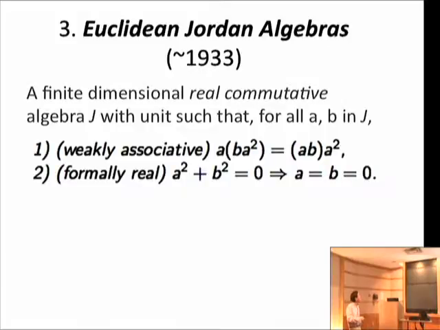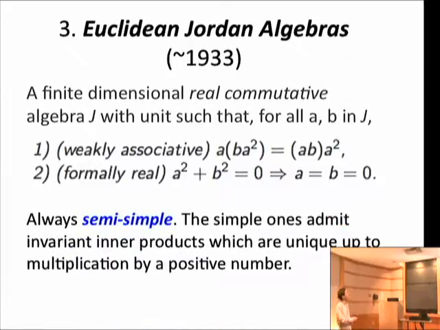And then, for real Lie algebras, there is something called semi-simple and compact real Lie algebras. This compact and semi-simple part corresponds to the second condition. So in some sense, the Euclidean Jordan algebra is the simplest kind of Jordan algebra, just like the semi-simple compact Lie algebra is the simplest Lie algebra. It's always semi-simple. By the way, there is an analog of the Cartan-Killing metric in this case, which is always positive definite, so it becomes the inner product. So it decomposes into a direct sum of simple ones. The simple ones admit invariant inner products, which are unique up to multiplication by a positive number.